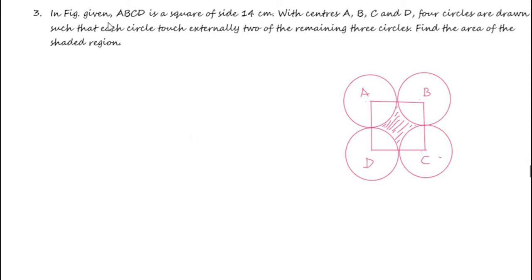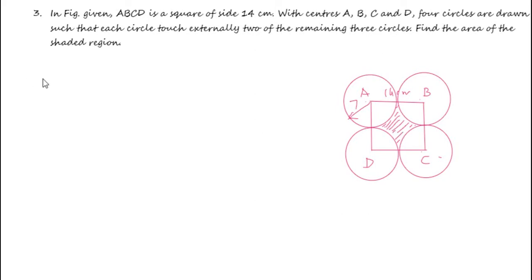Next problem, in the figure given ABCD is a square of side 14 centimeter. So this is 14 centimeter. Therefore this radius, this is 7 centimeters. With the centers A, B, C, D, 4 circles are drawn such that each circle touch externally 2 of the remaining 3 circles. Find the area of the shaded region. This region you need to find out.